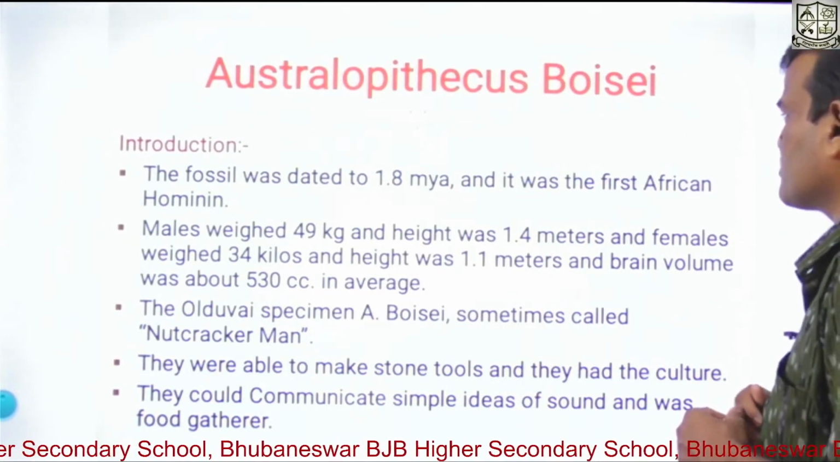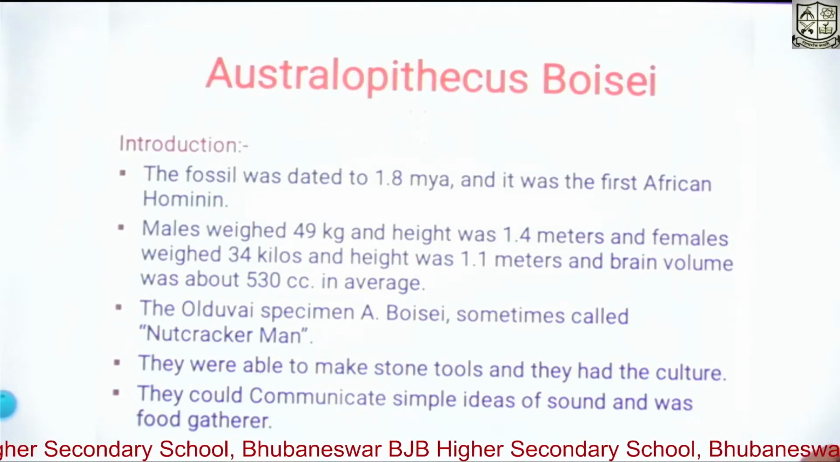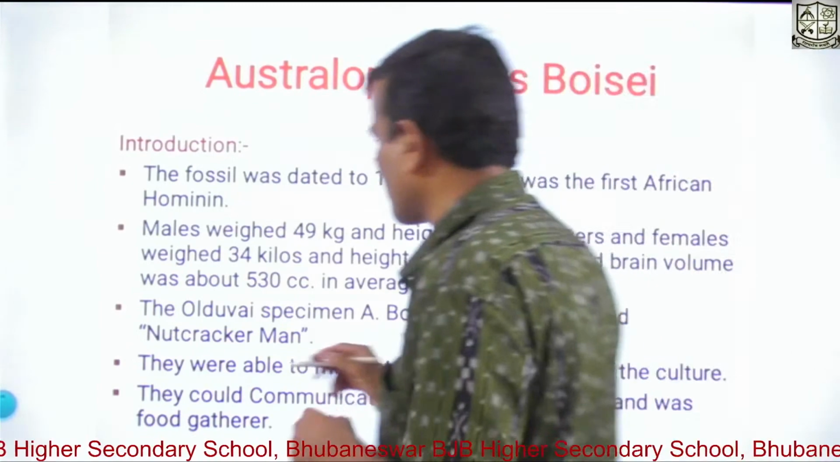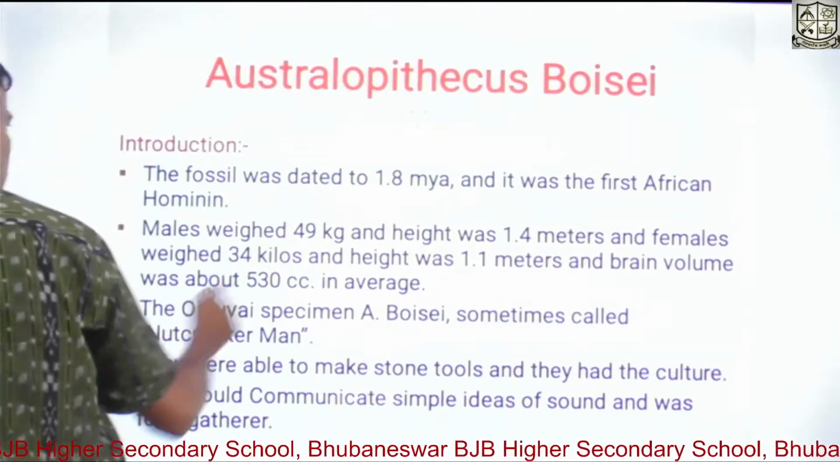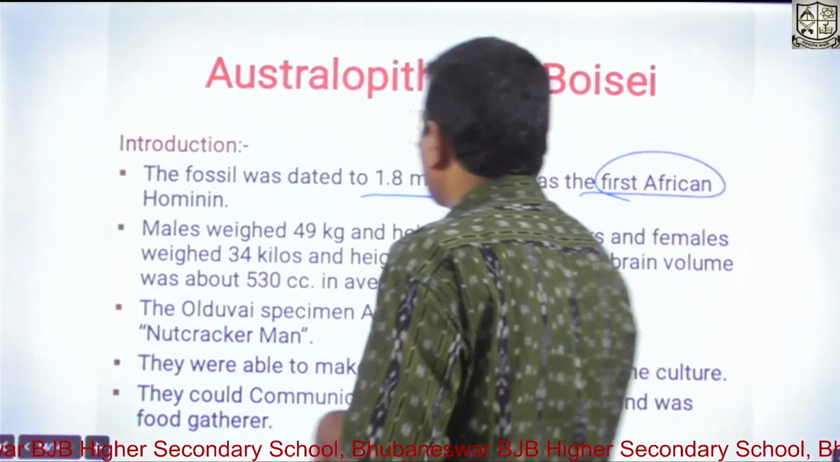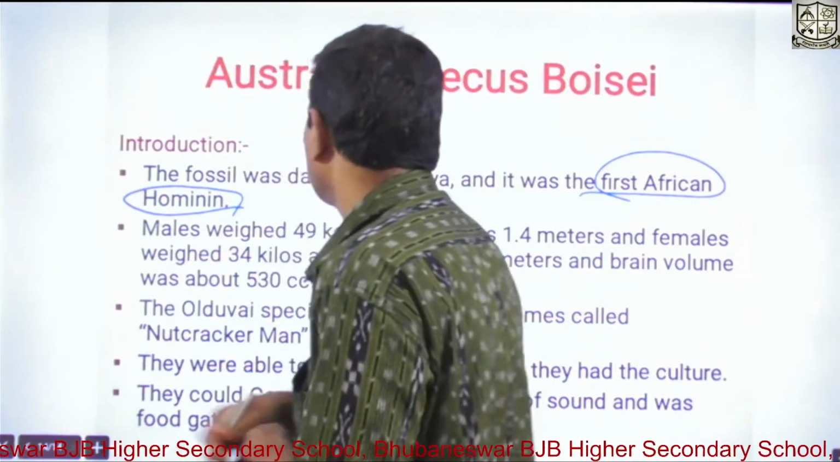Otherwise, it is known as the Zinanthropus. So Australopithecus boisei, this fossil was dated to 1.8 million years ago, and it was the first African hominid.